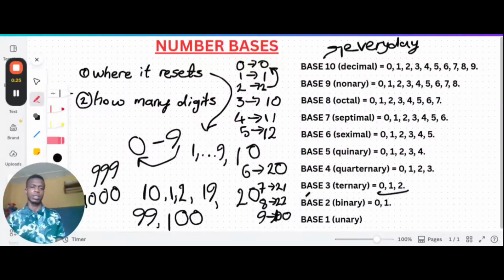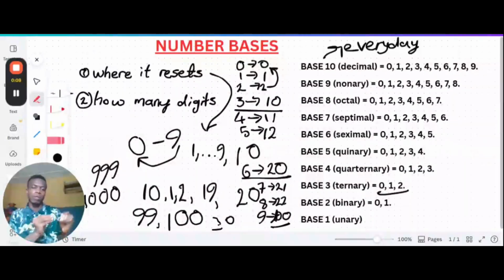Now you may have noticed something. 3 is 1, 0, 6 is 2, 0, 9 is 1, 0, 0. Yes, 9 can't be 3, 0 because 3 is not allowed, so 9 has to be 1, 0, 0. So basically, multiples of the base are always 1, 0, 2, 0, and so on and so forth. Alright, so here's an introduction to number bases.